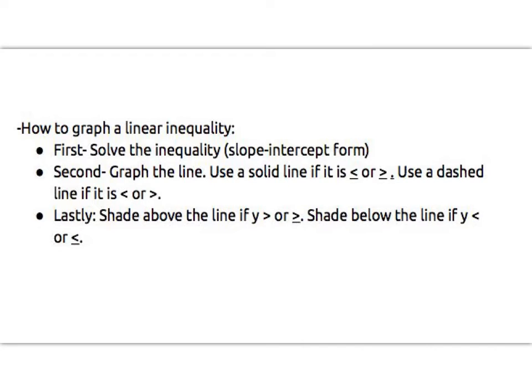Here's how you graph a linear inequality. First, solve the inequality. You always want to put the inequality in slope-intercept form no matter what. Second, graph the line. Use a solid line if it is less than or equal to or greater than or equal to. Use a dashed line if it is less than or greater than. Finally, shade above the line if y is greater than or equal to. Shade below the line if y is less than or equal to.